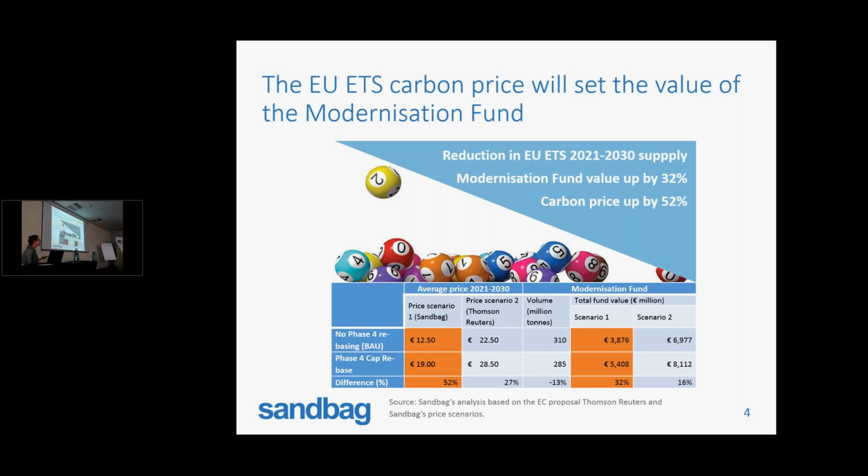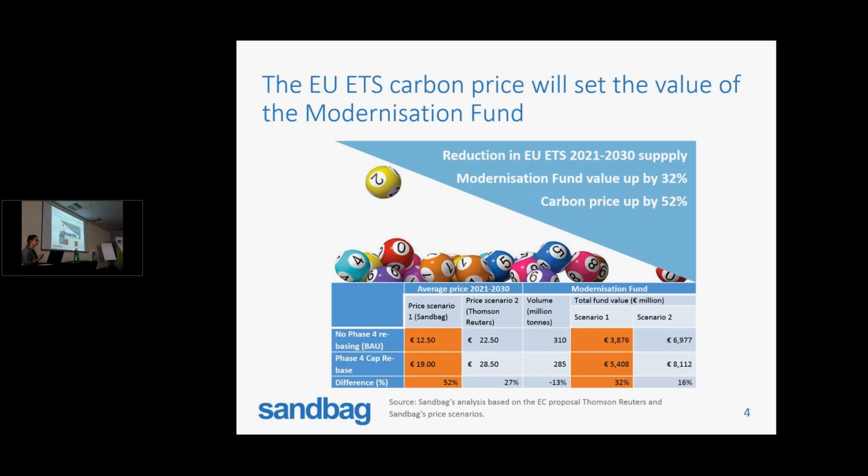We've missed some slides I added yesterday, but I will only say that this is our newest analysis. You can also find it very well explained in the briefing I've handed out. Pretty much, at Sandbag, we made an analysis showing what would happen to the value of the modernization fund if the cap for phase 4 would be rebased in line with real emissions, which would make the reform take off the market the surplus of over 3 billion allowances.